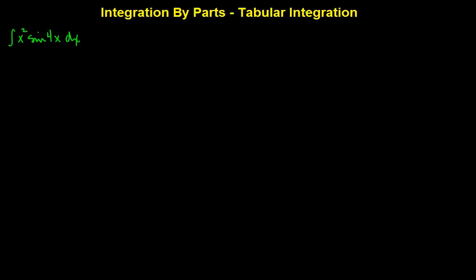So if we start with the integral of x squared sine of 4x dx, from our previous work with repeated integration, we see that we would have to apply integration by parts 2 times. What we're going to do instead is set up a table, a tabular approach. And to do this, we're going to make a column for our u variable and a column for our dv. So we start off with u, in this case being x squared, and dv being sine of 4x.